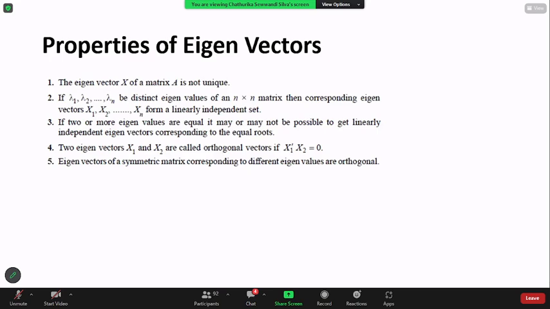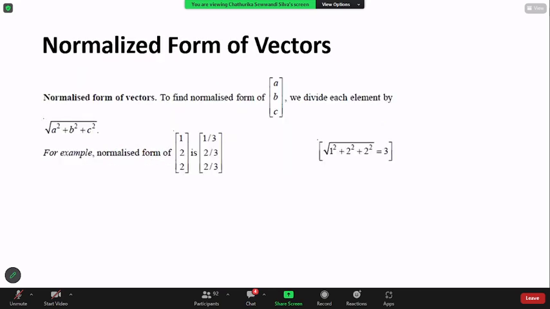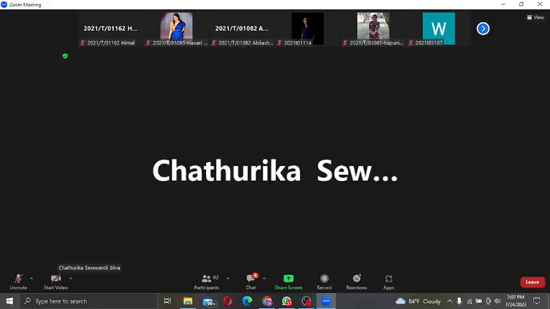So these are the properties of eigenvectors. When you compare with the properties of the eigenvalues, the properties of eigenvectors are somewhat tricky, but when you work on them, you will understand. The normalized form, I'll come to later. That is the end of that part. Now we will go to the next lecture, where we are going to find how to compute these eigenvectors.